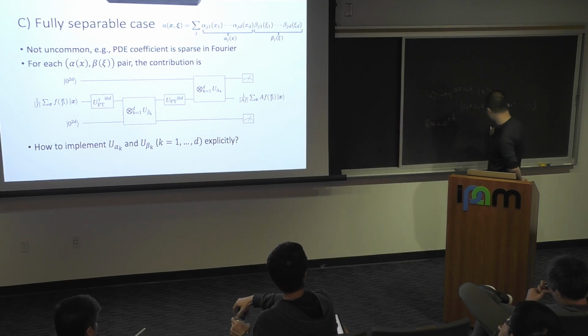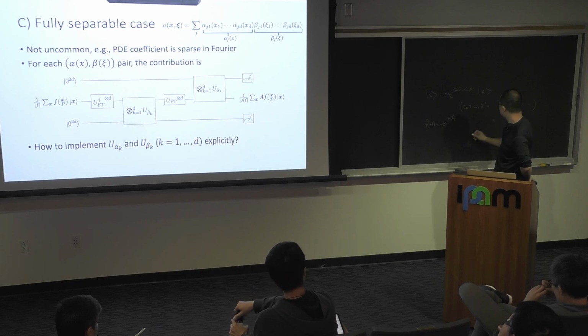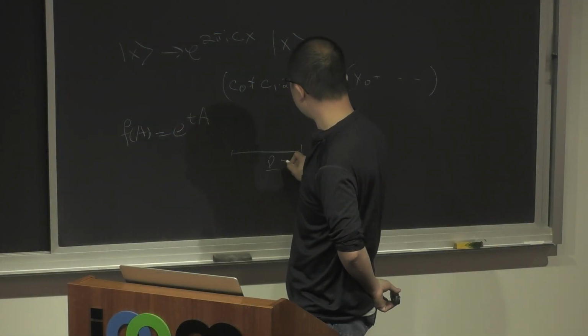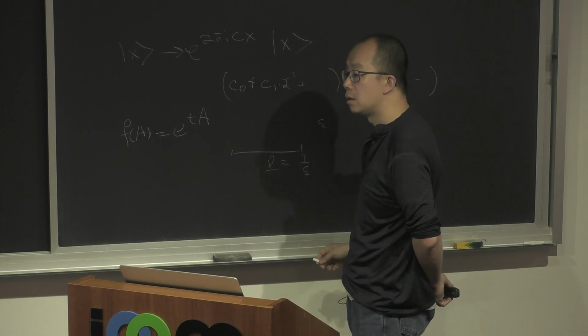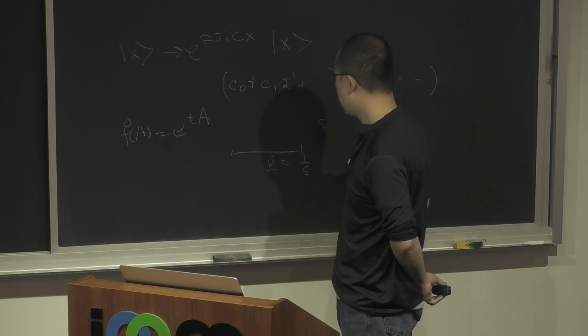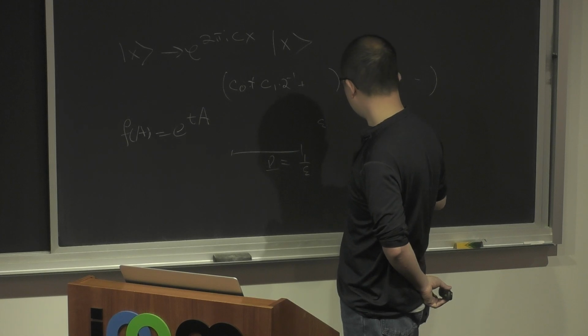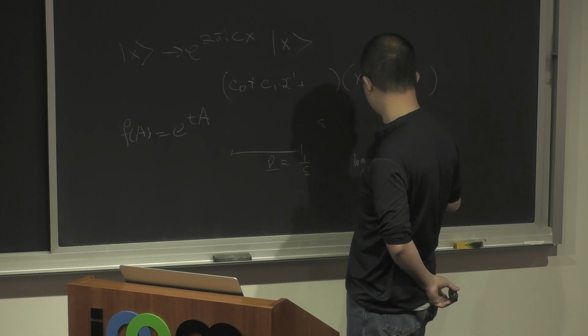Suppose you want epsilon accuracy. Then the number of grid points P you need is like 1 over epsilon. But the cost, hopefully, is log. Yes, the cost is logarithmic in P, so it's log 1 over epsilon.